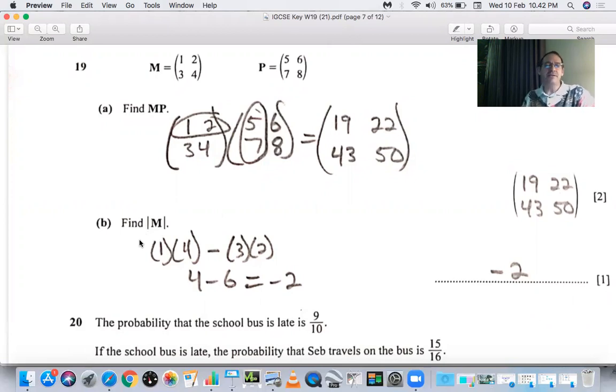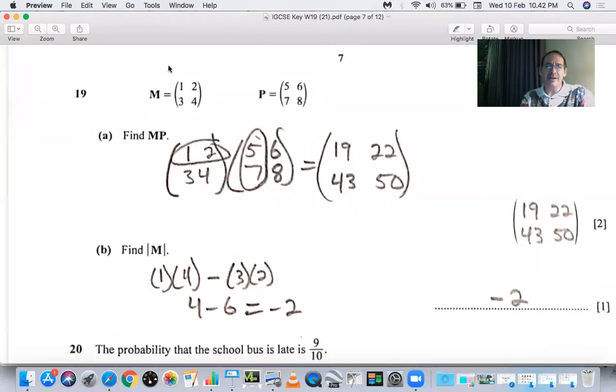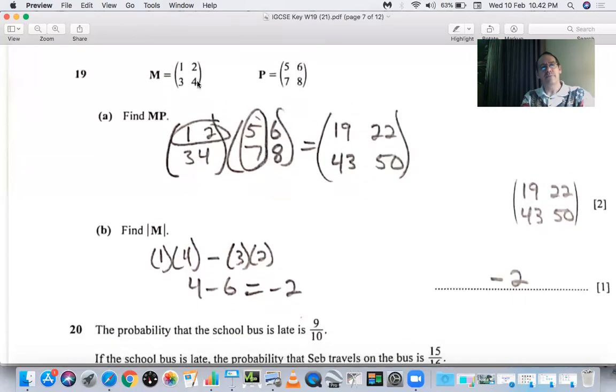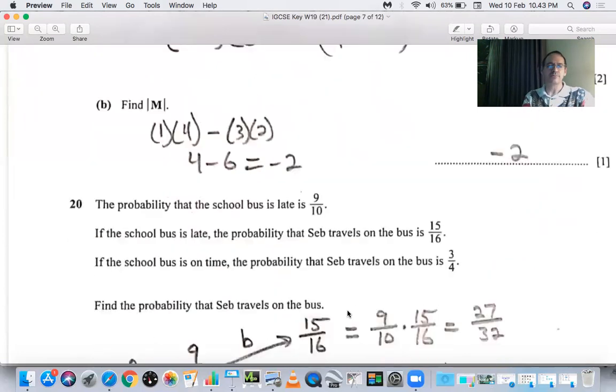So the determinant of matrix M. What you're going to do is the subtraction of your cross multiply, your diagonal multiply down minus your diagonal multiply up. So I just call it down minus up. So it's the multiplication of your diagonal down minus the multiplication of your diagonal up, down minus up. So you get 1 times 4 going down minus 3 times 2 going up. So 4 minus 6 is negative 2.